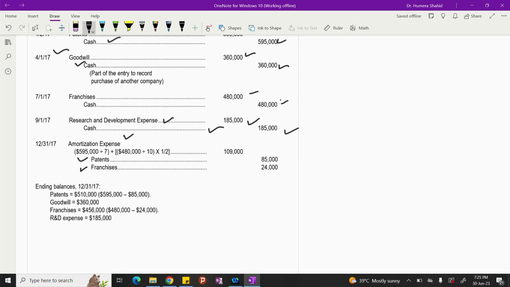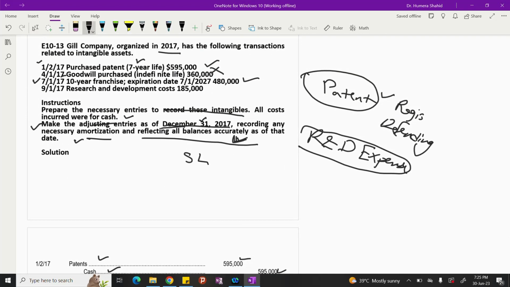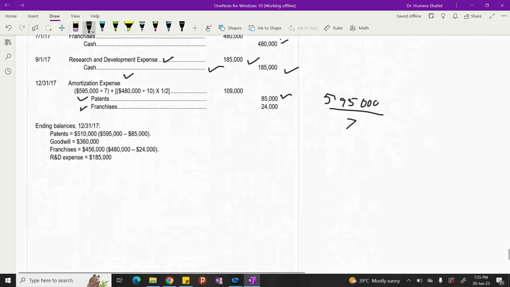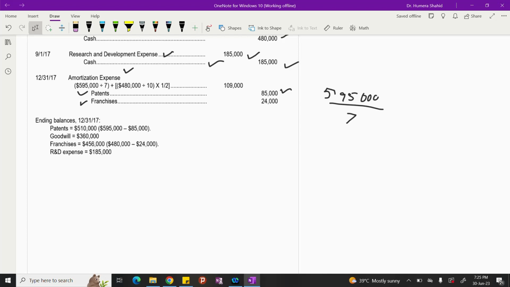For patent, I will be calculating the amortization. 595,000 divided by 7, so that is 85,000. For franchise, what is the cost? The cost is 480,000. The life is 10 years, but I have a partial year, 6 by 12. So 24,000 is my 6 months franchise amortization. So franchise will get credit with this, and by adding these two, I get my amortization expense, 109,000.